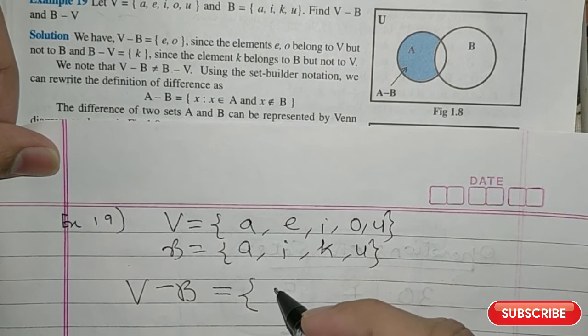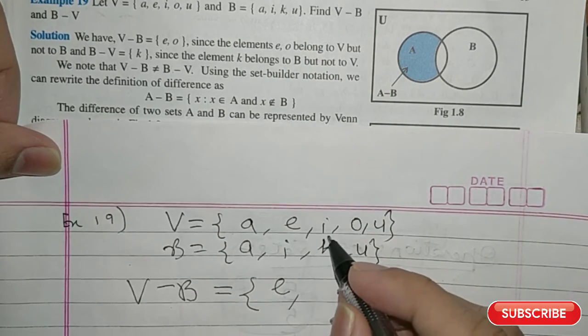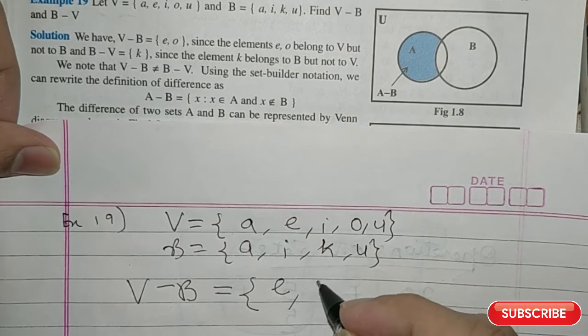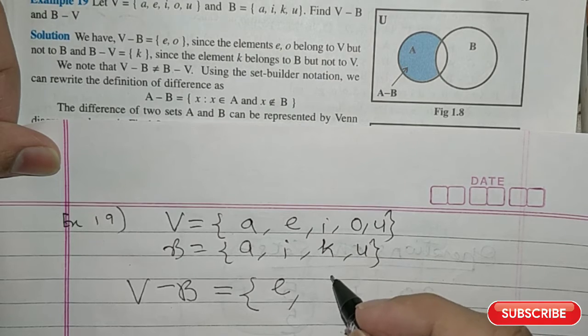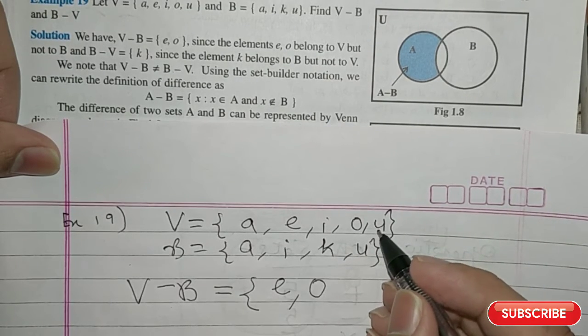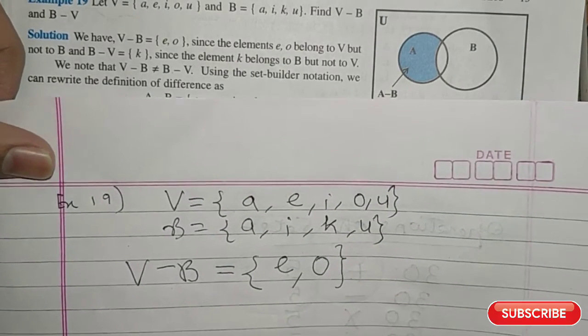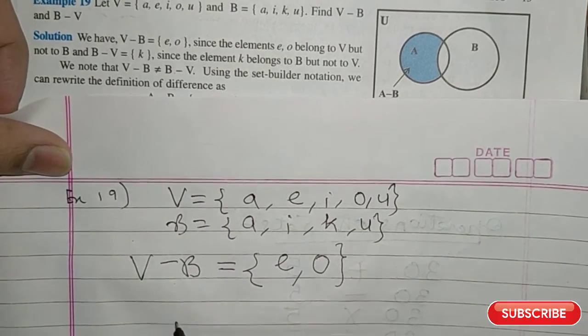So A is removed because it is in B. A is removed, then E. Then I is there in B, so you have to remove it. Then O is not there in B, so you have to keep it. U is there in B, so you have to remove it. So E and O is the set V minus B.